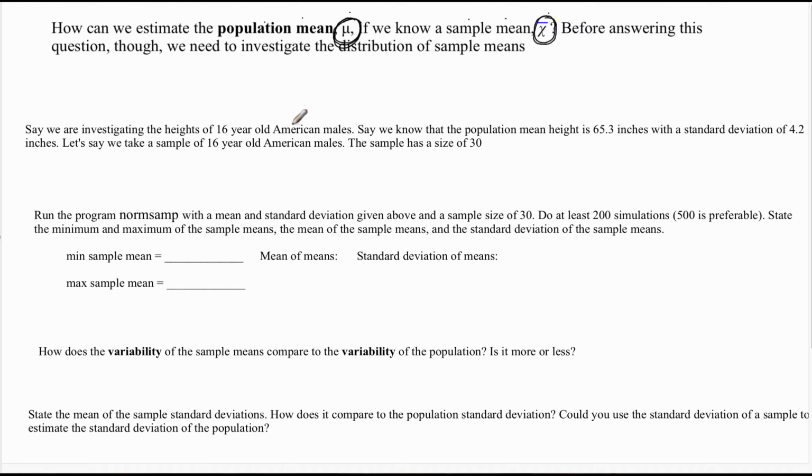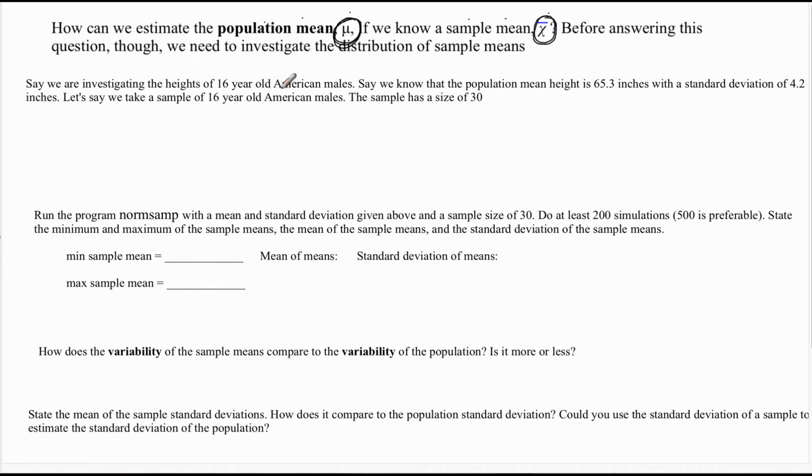So we need to take a little sidestep and set up some background here. So say we are investigating the heights of 16-year-old American males. Now we're going to start here knowing the population mean height. So yes, just for argument's sake, somebody went and asked every blessed 16-year-old in the United States how tall they were, put it into a calculator, and ba-boom, the population mean height. Standard deviation of 4.2. Hey, that tells us it's a bell curve because we worked with a standard deviation.